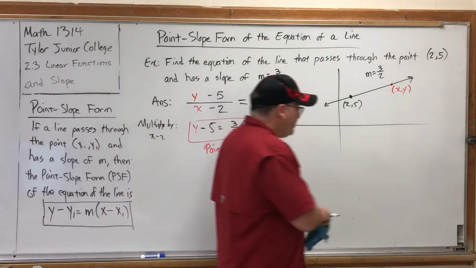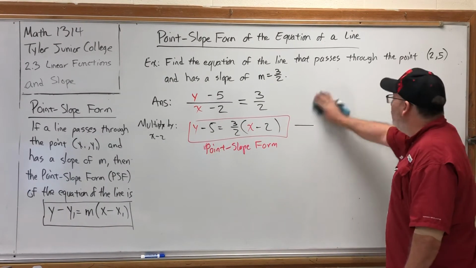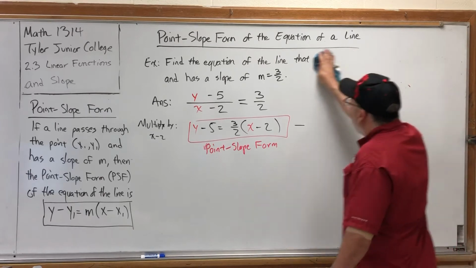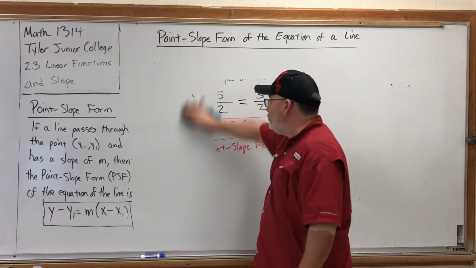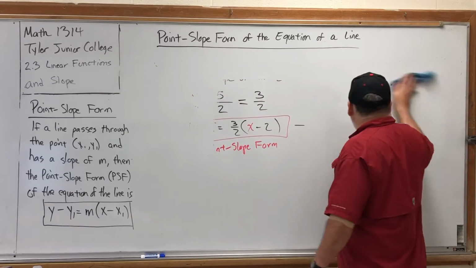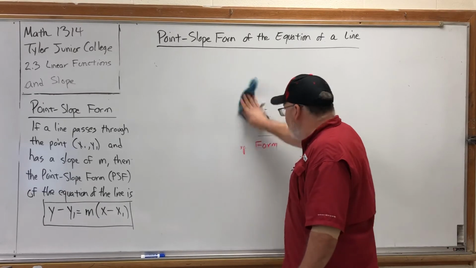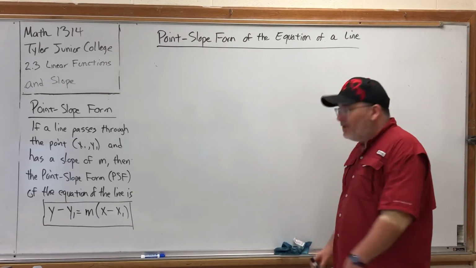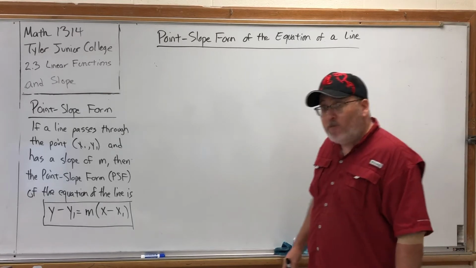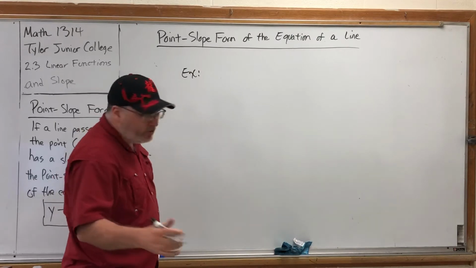Let's do one more real quick example before we move on to the next video, which will still be about the point slope form of the equation of a line. But these point slope form problems usually come in a few varieties. The first variety is I'm going to give you a point and a slope. I would like for you to build a point slope form of the equation. So let's take out all the extra words.